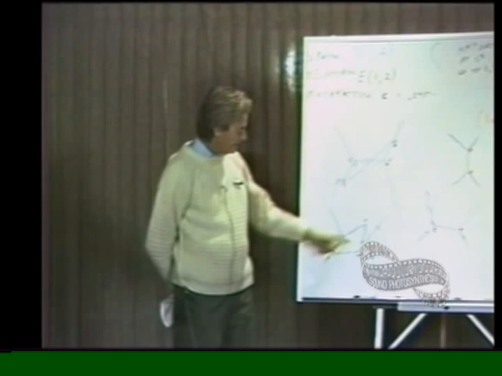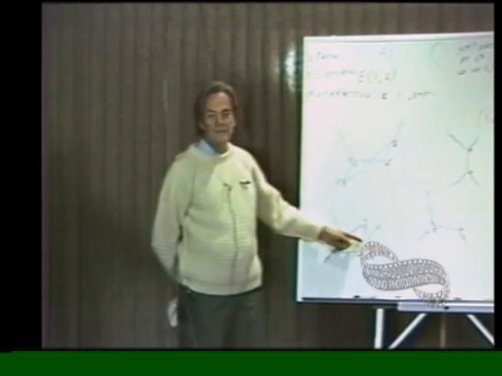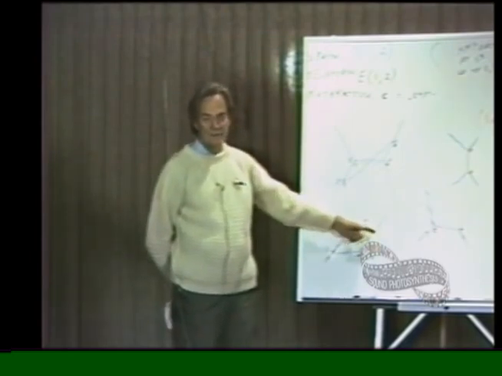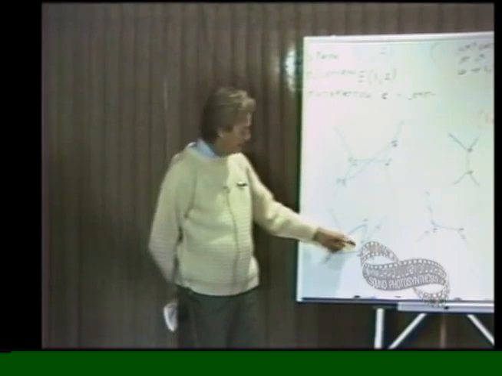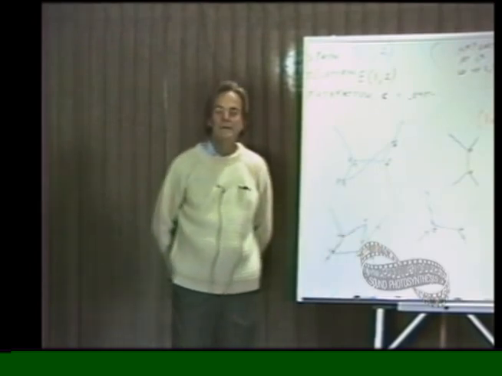Where's antimatter? That's antimatter, an anti-electron. That's an example of antimatter. If an electron is called matter, then antimatter is an electron going backwards in time. Yes.